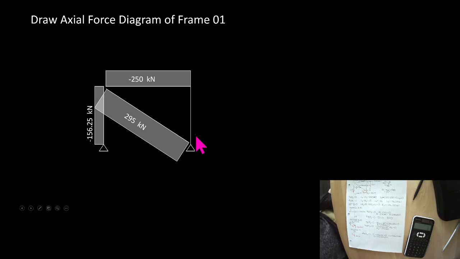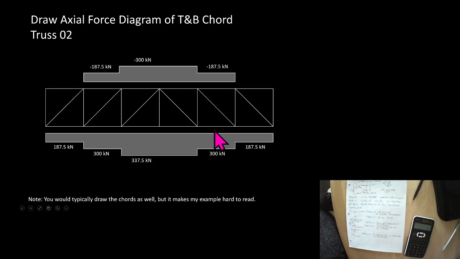Let's take a look at this axial force diagram. This is really handy. This shows us that we have no force in this, and we can quickly see that this is compression and tension. Here is our train bridge, where I've only shown the top and bottom chord, but we would often show the web elements as well.